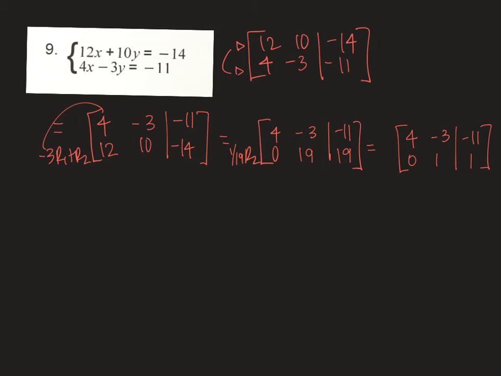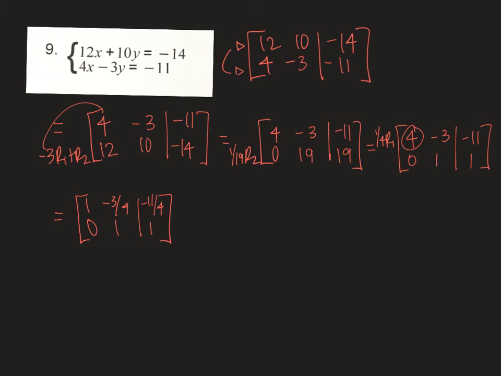And then I know that I need this 4 in my first row to become a 1. So I'm going to multiply my first row by 1/4. So my second row is going to stay the same. 1/4 times 4 is 1. 1/4 times -3 is -3/4. And 1/4 times -11 is -11/4.